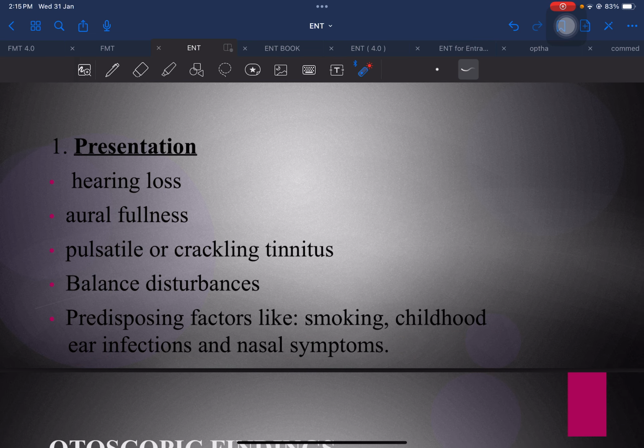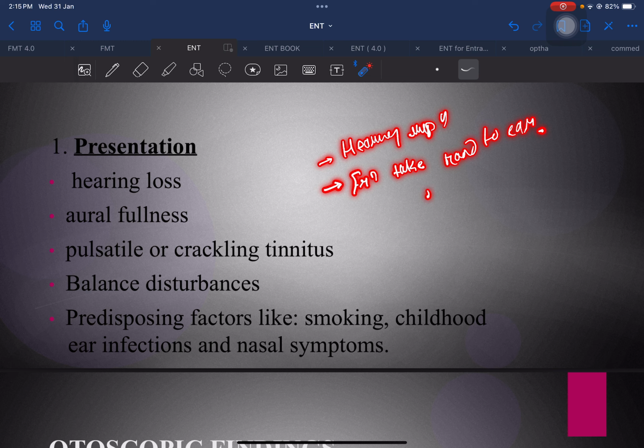As already mentioned, the child will present with hearing impairment. Now if the child is very young and not able to complain, then they will frequently take their hand to the ear and rub their ears.